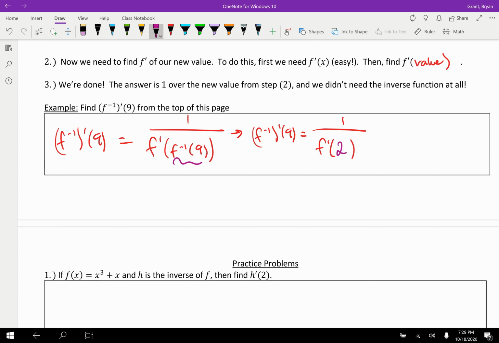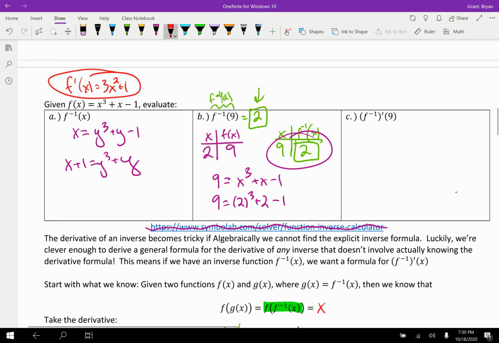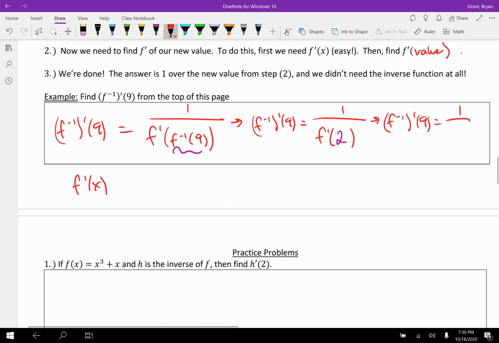F prime of 2. How do we figure out f prime of 2? Well, we're going to go one more step. We're still looking for the derivative of the inverse at 9, and now we know it's 1 divided by f prime of 2. But we found up above that f prime of x, and I'll show you guys again, it's even circled up here, is 3x squared plus 1.